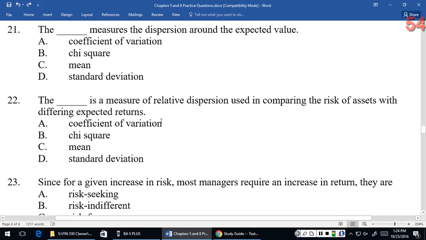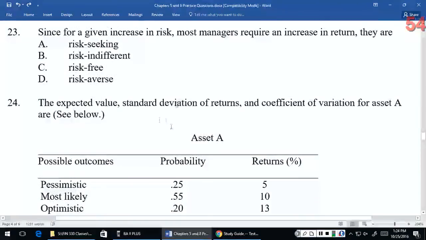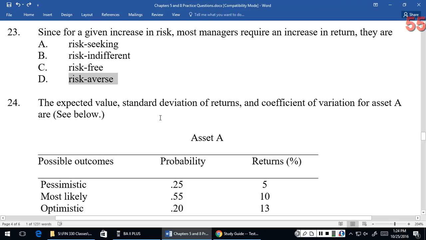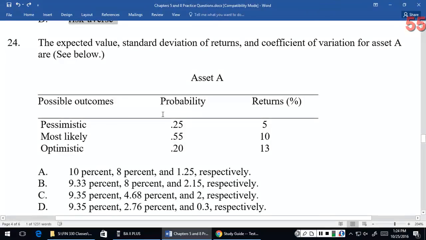All right, number 23. Since for a given increase in risk, most managers require an increase in return, they are what? Now the answer is D, risk averse. They want to be paid for taking additional risk. Now I said they want to be paid. It doesn't mean they're going to make additional return. It's just that they expect to earn an additional return.